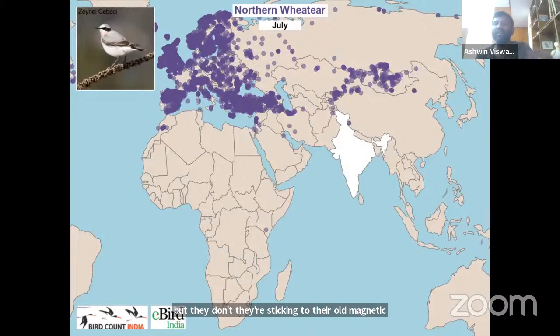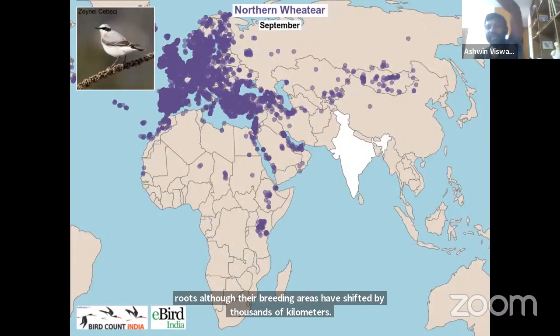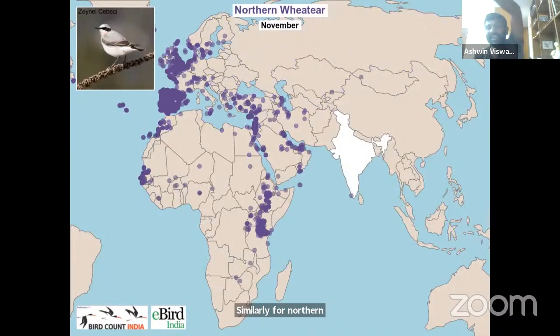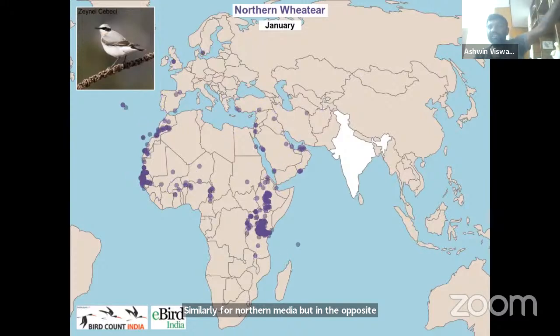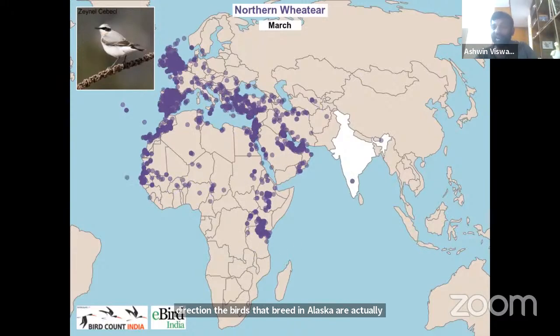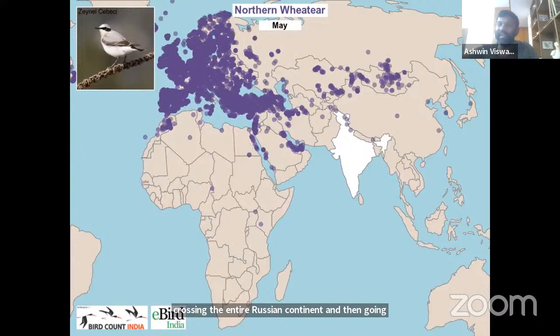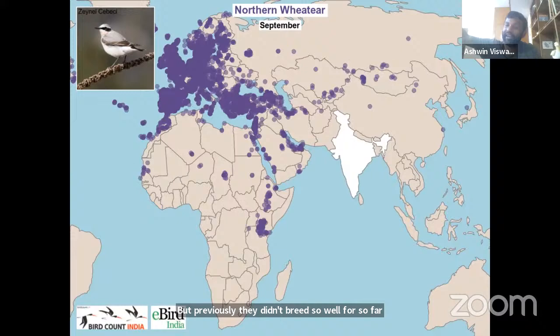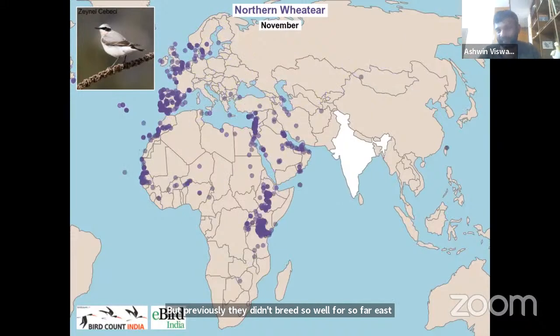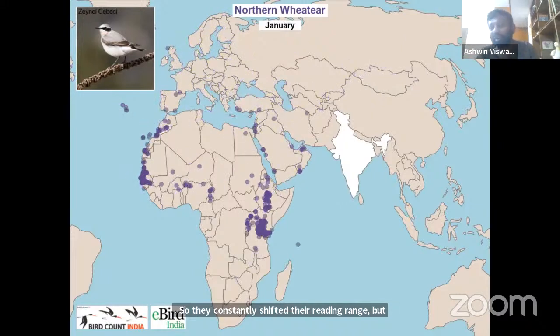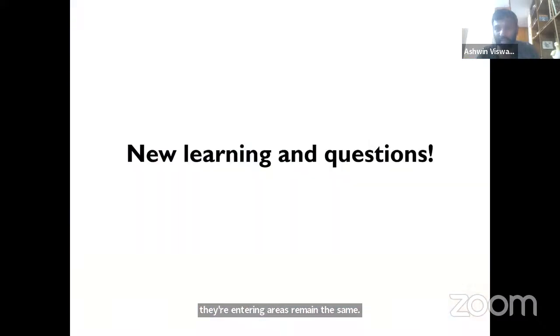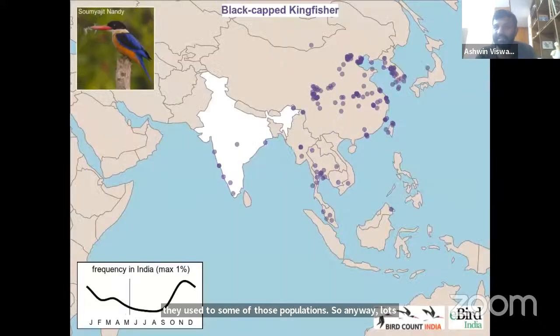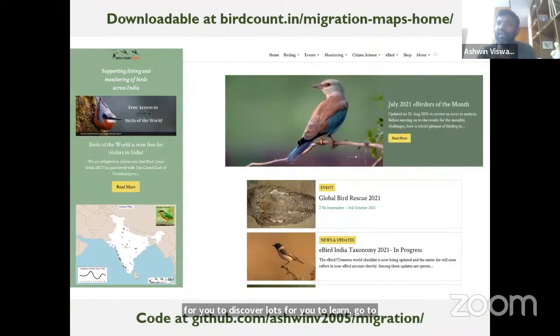Similarly for northern wheatear, but in the opposite direction. The birds that breed in Alaska are actually crossing the entire Russian continent and then going down into Africa. But previously they didn't breed so far east. So they've constantly shifted their breeding range, but their wintering areas remain the same. So they're traveling many thousands of kilometers more than they used to, some of those populations. So anyway, lots for you to discover, lots for you to learn. Go to migration maps on the Bird Count India website and see what you can learn from that.